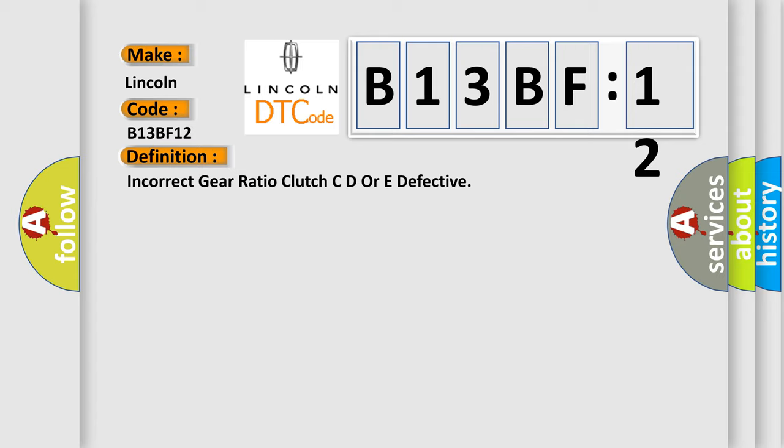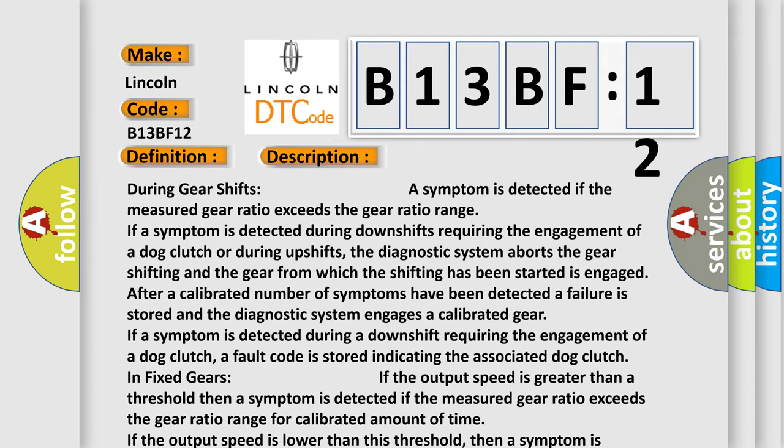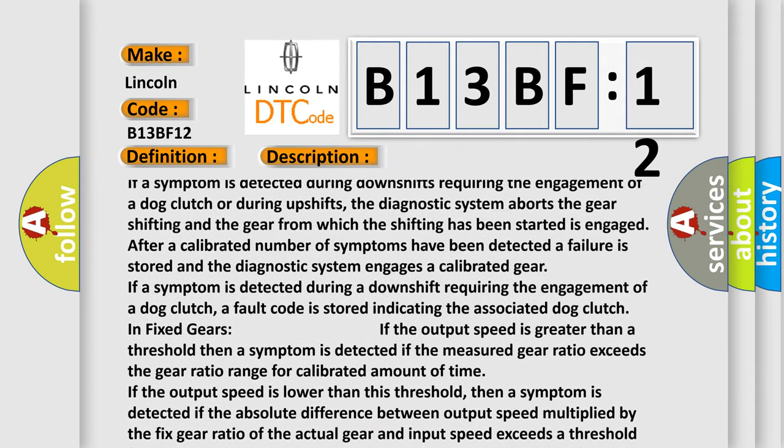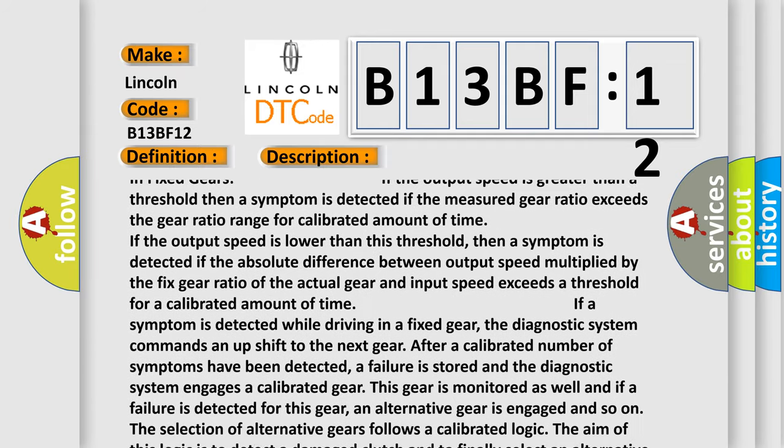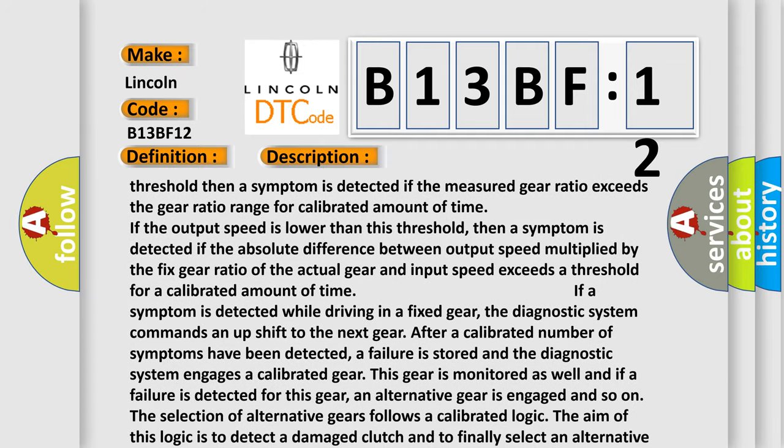The aim of this logic is to detect a damaged clutch and to finally select an alternative gear that consists of a combination of clutches in which the damaged clutch is not involved. If a further failure symptom occurs in this final alternative gear, a failure for general transmission ratio malfunction is stored.